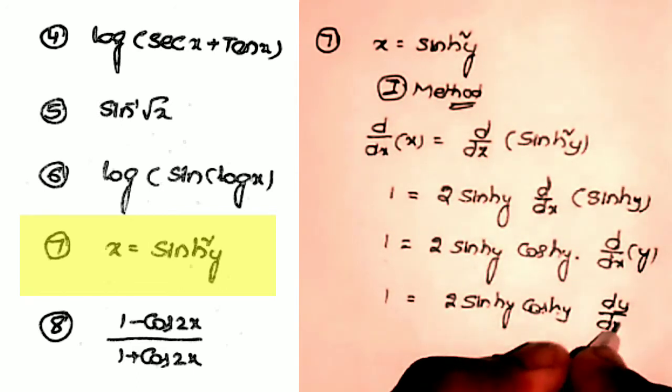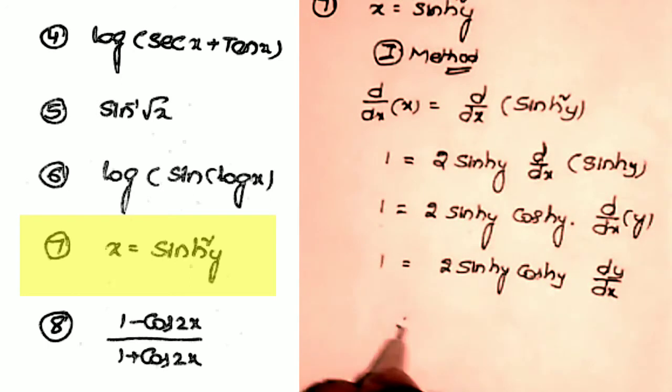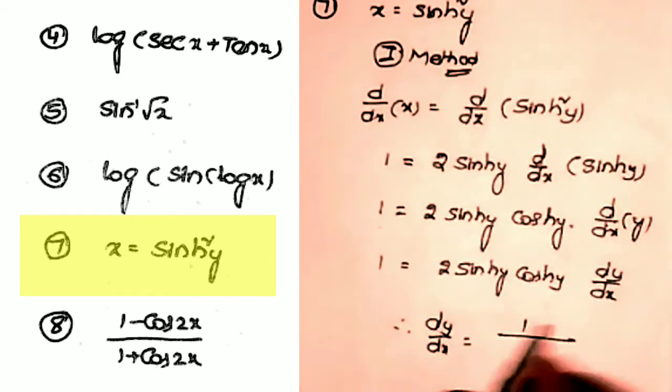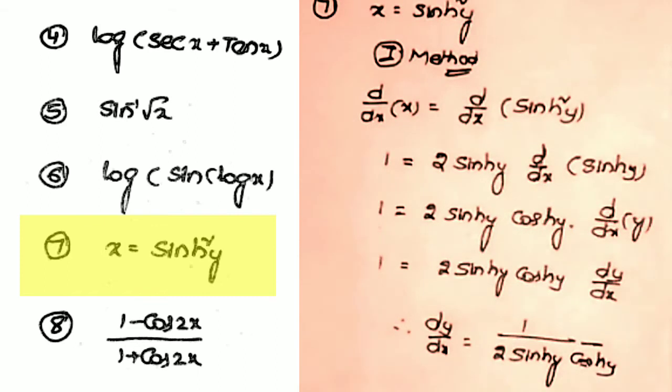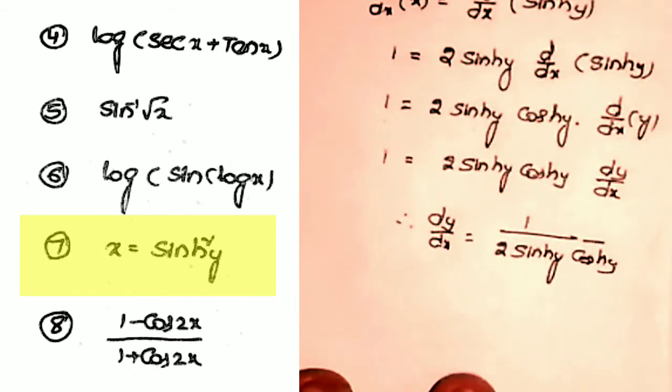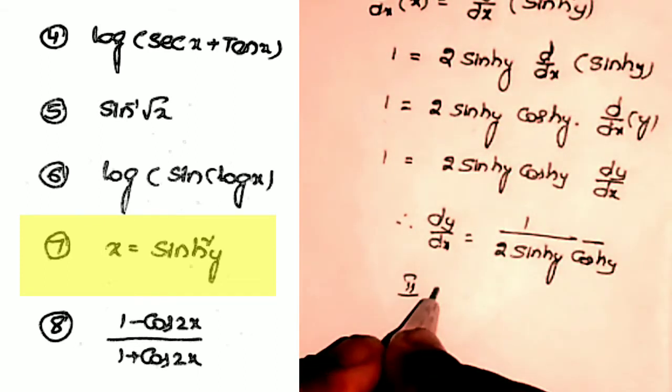What we want? We want the value of dy/dx. Therefore the value of dy/dx is equal to 1 by 2 sinh y into cosh y. That's all. This is the answer, and this is the first method. Now coming to the second method.